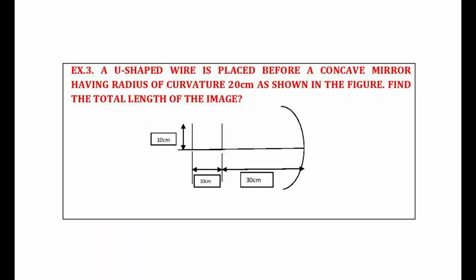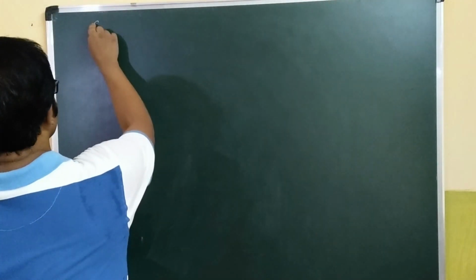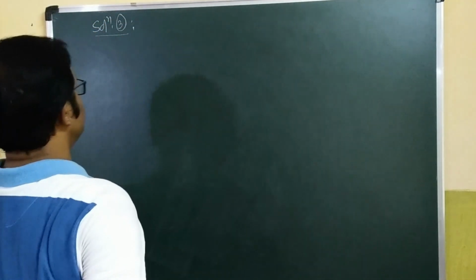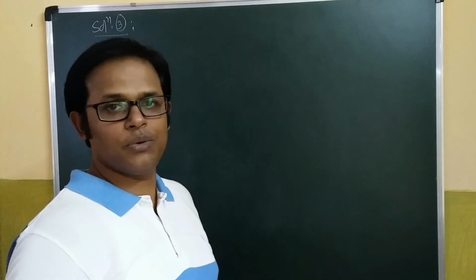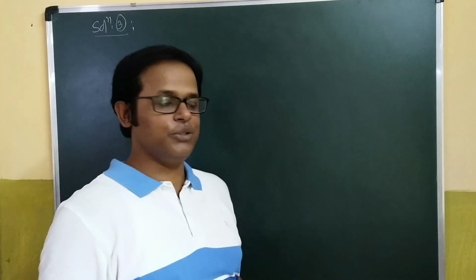The third question reads: a U-shaped wire is placed before a concave mirror having radius of curvature 20 centimeters as shown in the figure. Find the total length of the image. That is the question. So let us look into the diagram given below and attempt to solve it properly. A U-shaped wire. You're going to love this question. It's really going to open up your brain, okay? How to really do that.